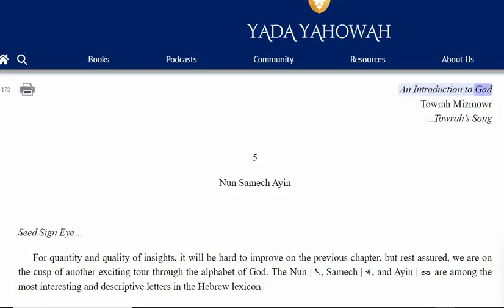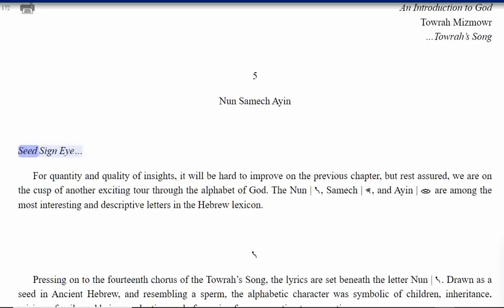172 An Introduction to God. Torah Mizmowr. Torah's Song. 5. Nun, Samech, Ayin. Seed, Sign, I.